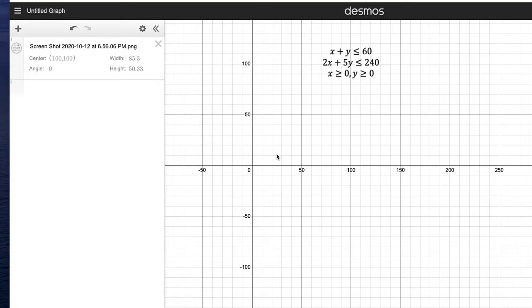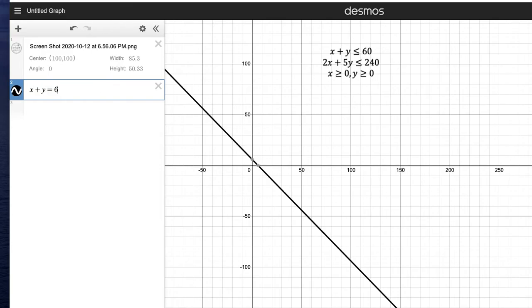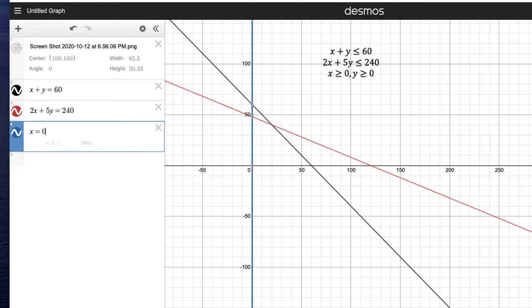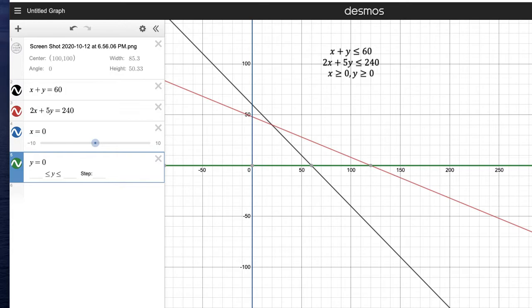Okay, so what we have here is another system of linear inequalities, and what we want to do is find the solution, which remember results in a region in the xy plane, and we call that region a feasible region. So just like before, what we're going to do is graph each equation of the line, so not the inequality, but just the line. So I'm going to graph x plus y equals 60, and I'm going to graph 2x plus 5y equals 240. And while we're at it, we could graph x equals 0 and y equals 0.